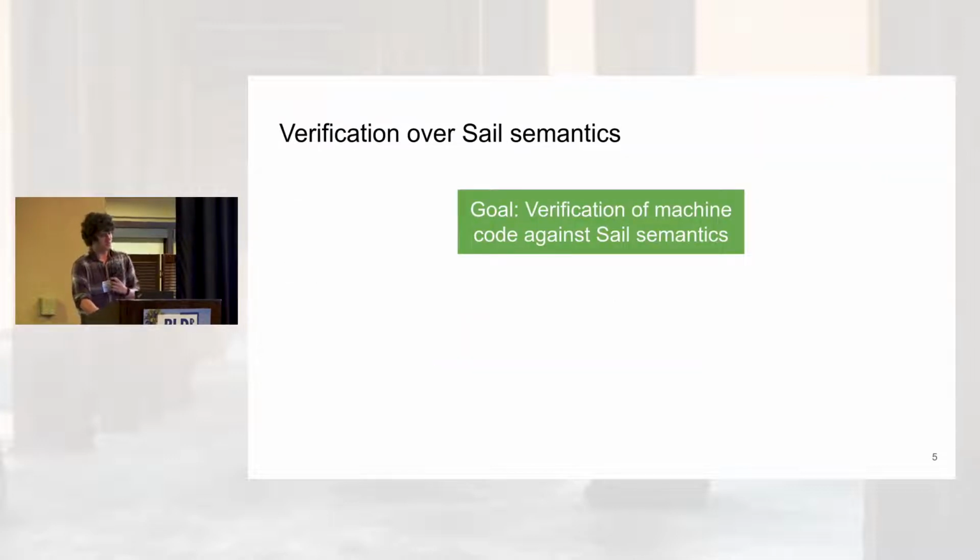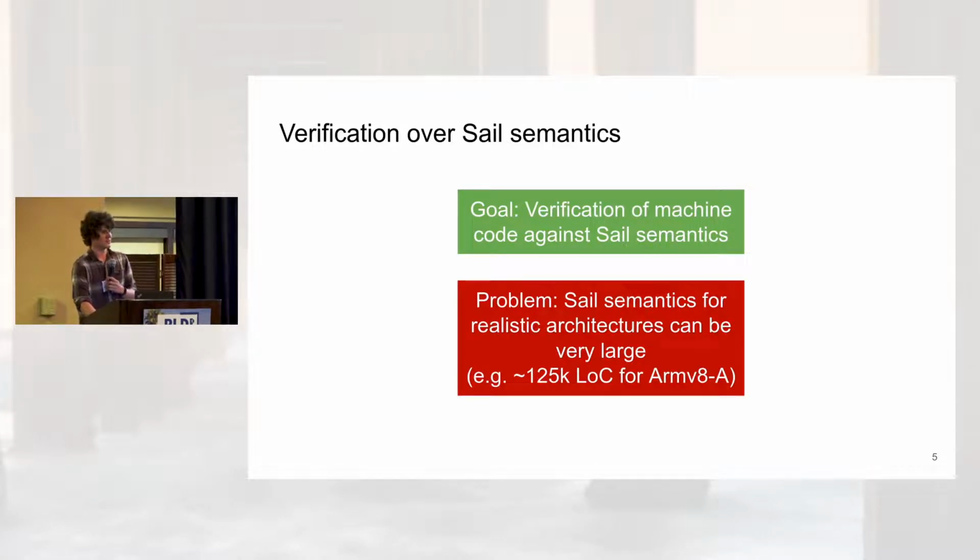Okay, so we want to do verification with respect to the Sail semantics. The problem now is that they're still really large. The Sail semantics for ARM v8 are like 125,000 lines of code. If you compile this to Coq, it gets worse by something like a factor of 2. And we've tried doing this, and you feed this into Coq, and it just melts down, and you run out of memory, and you can't prove anything.